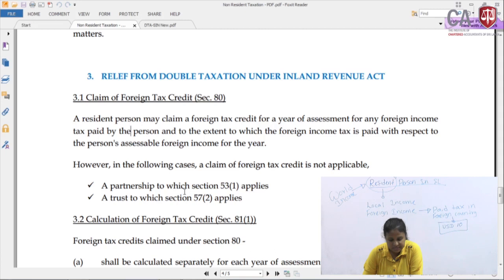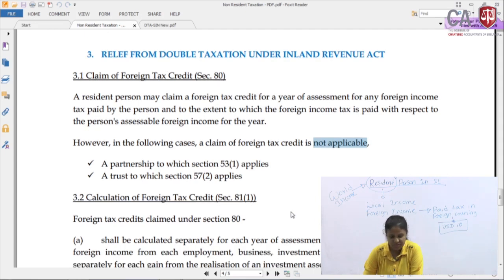However, in the following cases, a claim of foreign tax credit is not applicable. What are those two situations? A partnership to which section 53 subsection 1 applies. Section 53 is talking about partnerships, the tax liability and everything in the definitions. Then a trust to which section 57 subsection 2 applies. Section 57 is talking about the taxation of trusts. In chapter 5, division 2, section 53 is talking about partnerships. Under that, in these two situations, the foreign tax credit is not applicable.